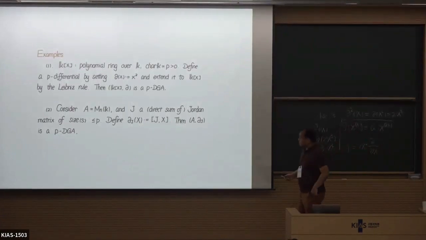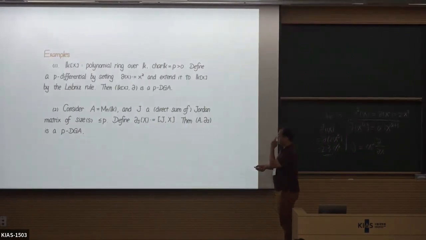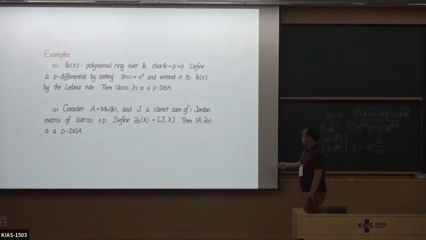And similarly, if you have a matrix algebra A, with a direct sum of nilpotent Jordan matrices with diagonal entries 0, you can take the commutator with this J. If the Jordan sizes are all less than or equal to p, you can verify that because J is a p-nilpotent matrix, this is a p-dg algebra.